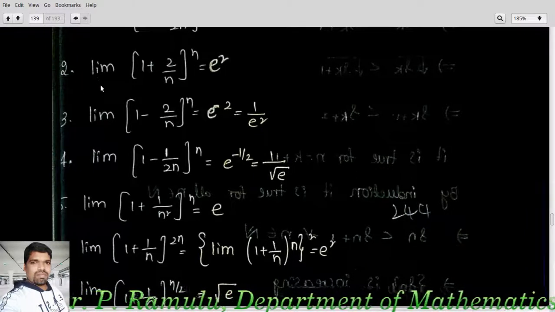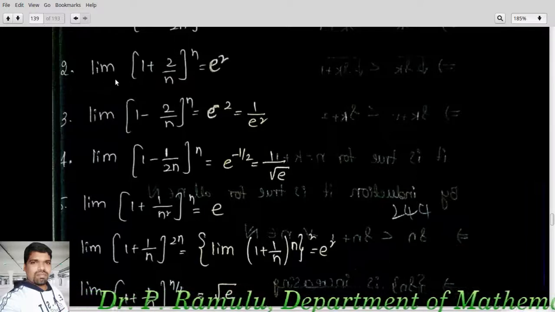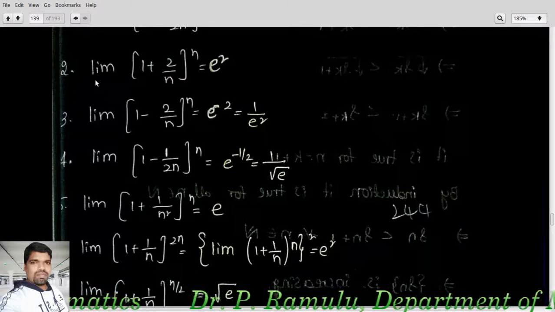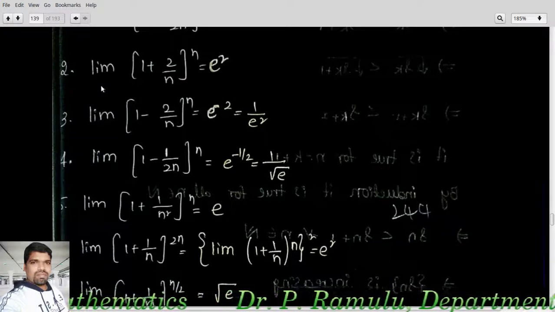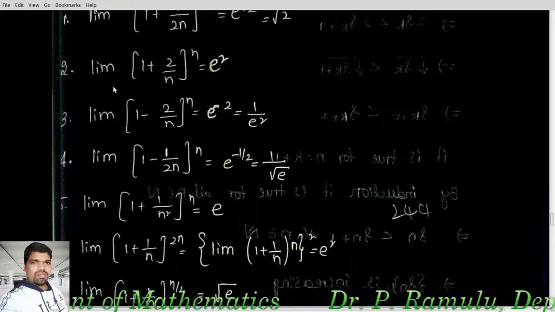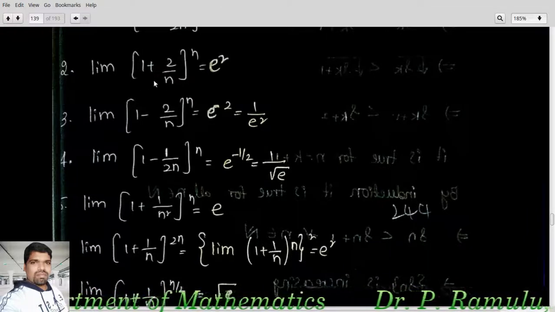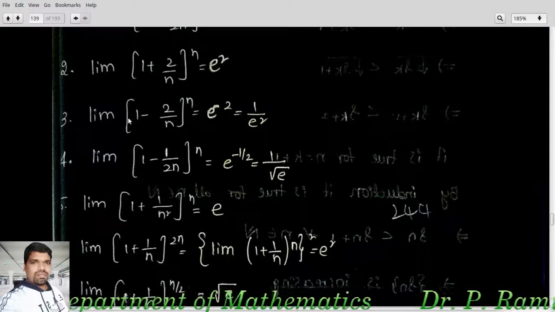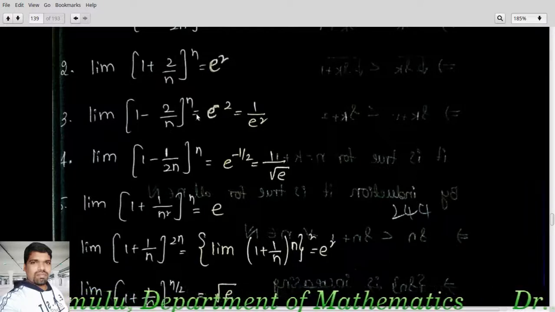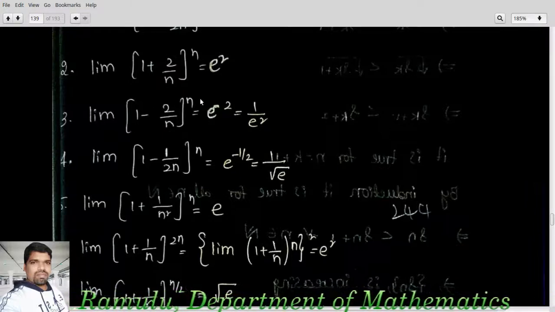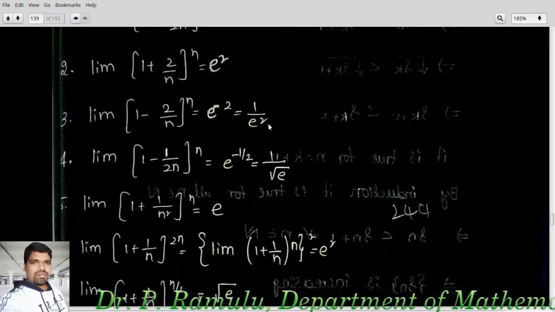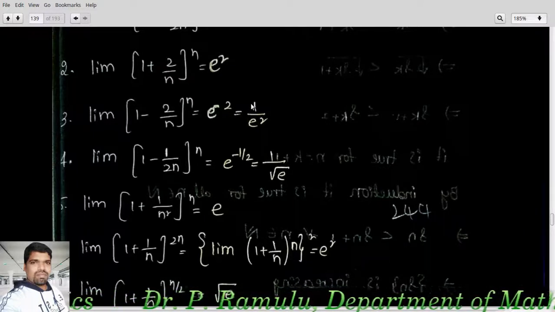Here you have n tending to infinity. If n tends to 0, it will be different from this. You have to keep it in mind. Here my limit is in a sequence, so n tends to infinity only. Limit as n tends to infinity of (1 plus 2 by n) whole power n equals e squared. Limit of (1 minus 2 by n) whole power n equals e power of minus 2, that equals 1 by e squared.